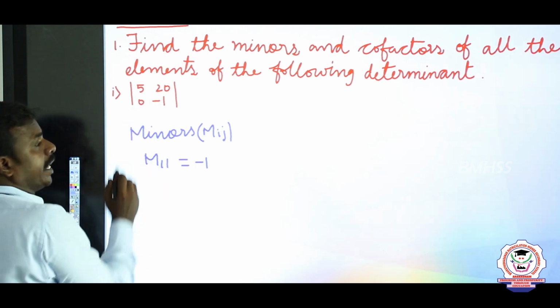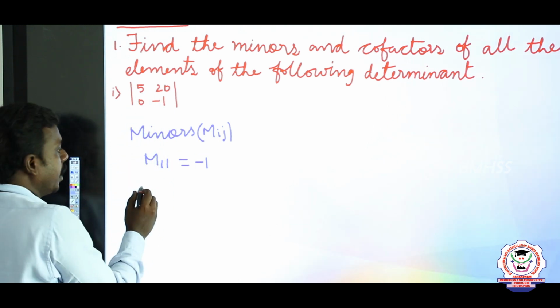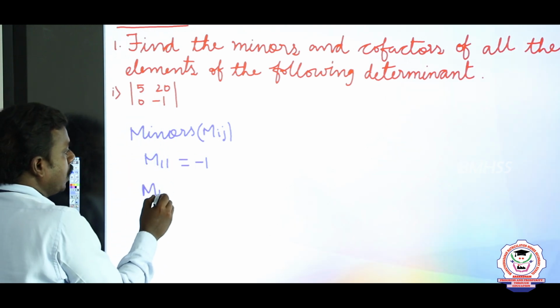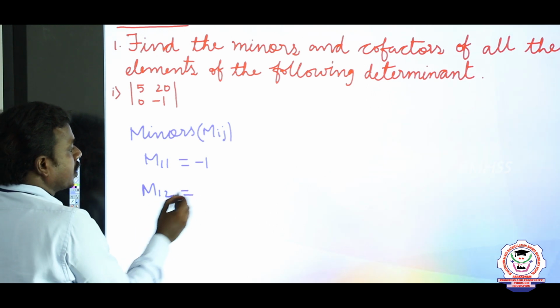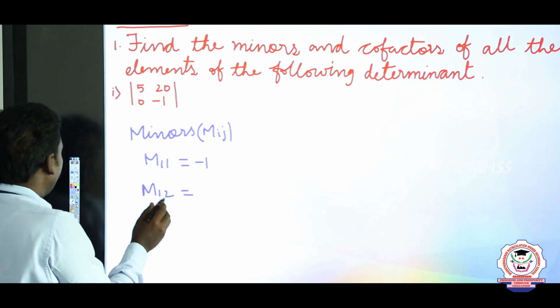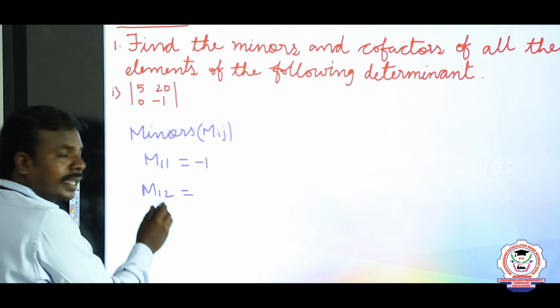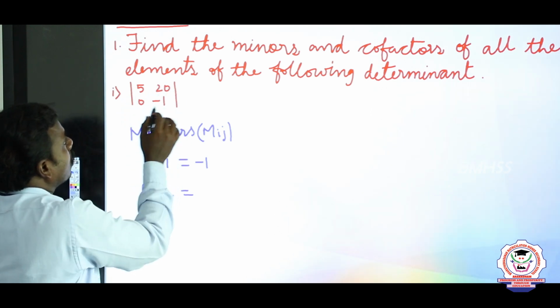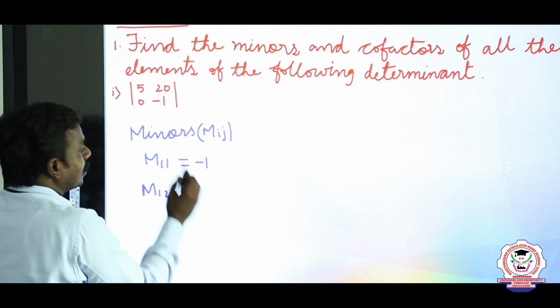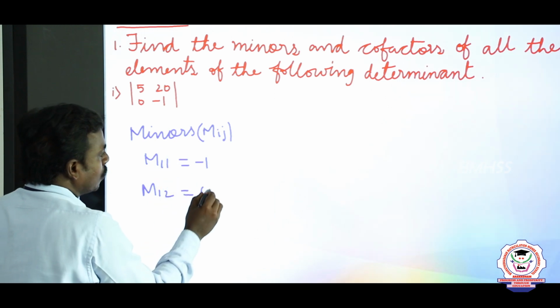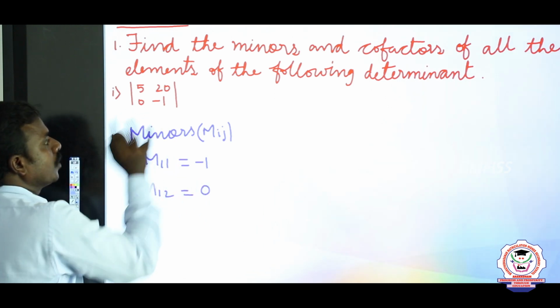So minor of 20 is what? What is the position of the 20? M12. This is first row and second column. We need to omit first row and second column. What is the remaining value? That is 0. So 0 is the minor of 20.